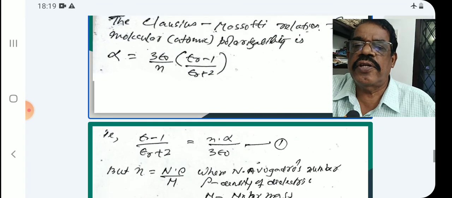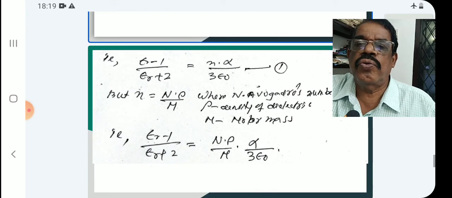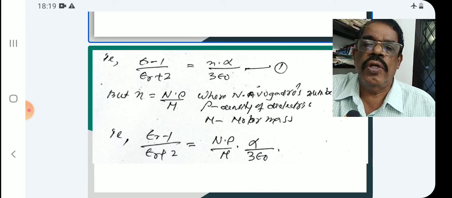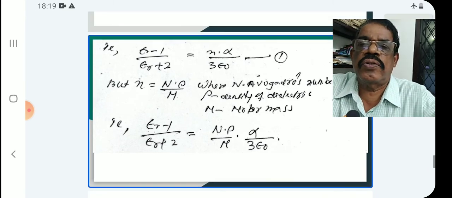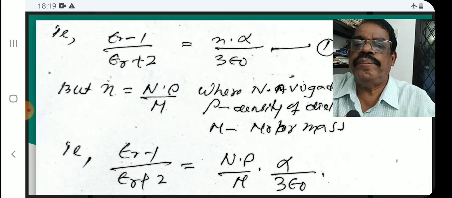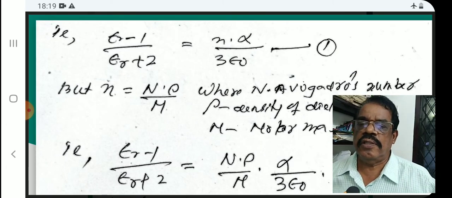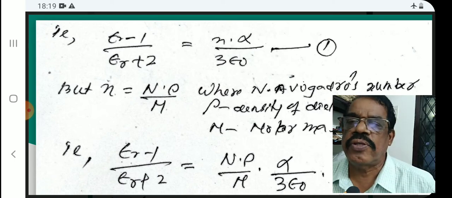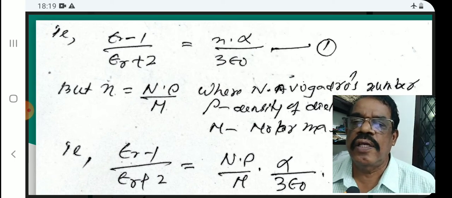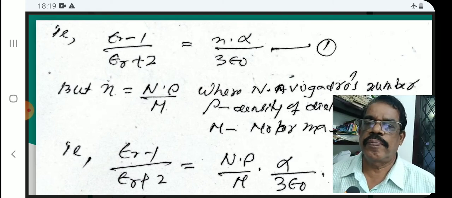That equation we rewrite as epsilon r minus 1 by epsilon r plus 2 equal to n alpha by 3 epsilon 0. Equation 1, this is the Clausius-Mossotti equation. But n, the atomic density, is N rho by m. This relation we have seen a number of times. N is the Avogadro number, rho is the density, and m is the molecular weight, molar mass.